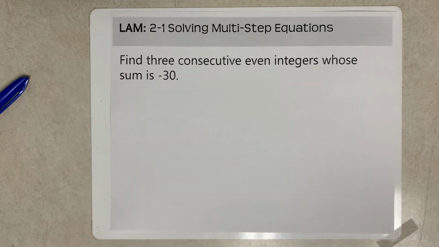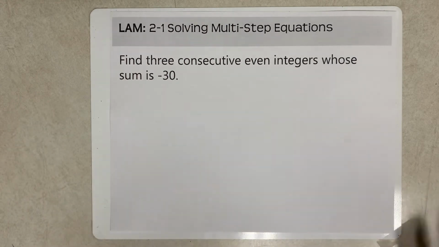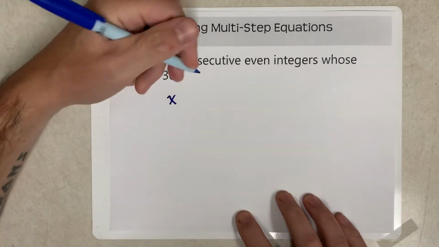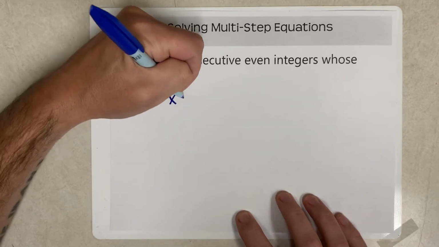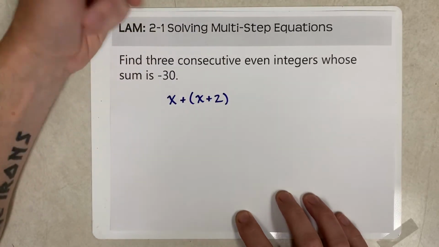Find 3 consecutive even integers whose sum is negative 30. Well, even integers basically follow the same pattern as odd integers. So if we let x be the first one, then x plus 2 would be the second one, and then x plus 3 would be the third one.